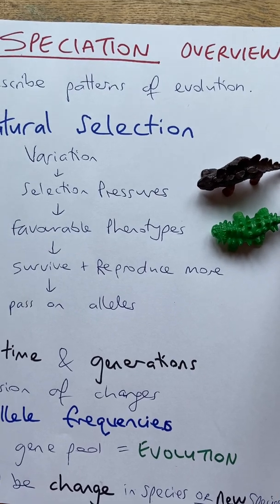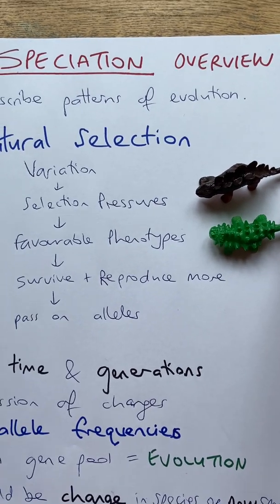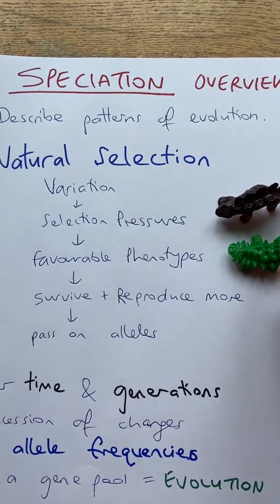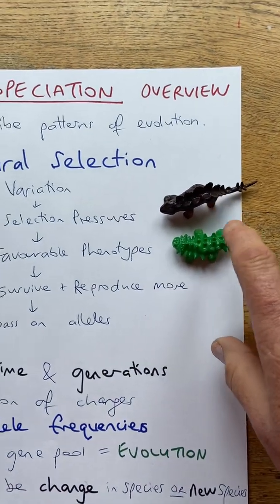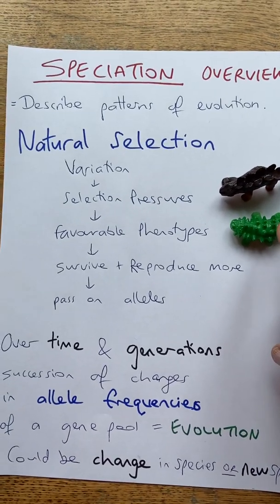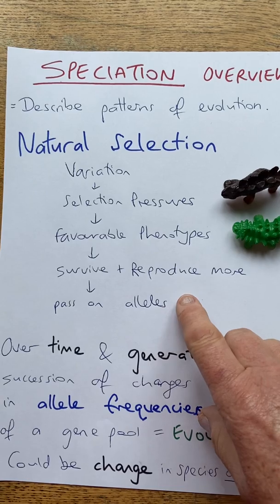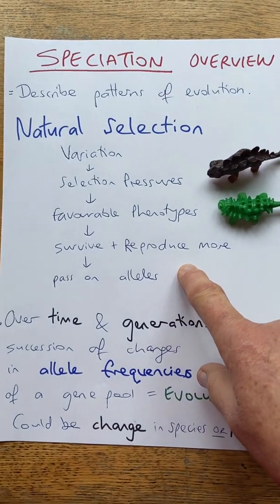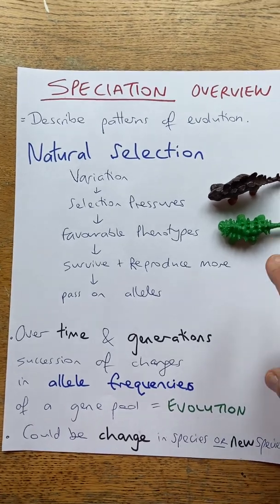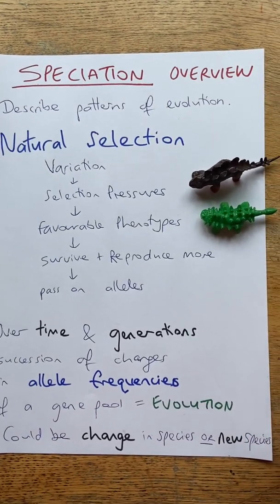So those favourable phenotypes, they are more likely to survive, more likely to have more babies, and so they will then pass on the alleles for these favourable phenotypes. And evolution is basically the changing in these alleles that are passed on, the allele frequency, how that changes bit by bit over time. It's the change in allele frequencies in a gene pool that is evolution.